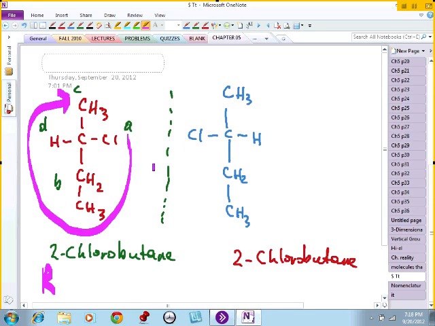Now, it's coming at you. Yeah, it's horizontal in the Fisher projection. Exactly. So therefore, the absolute configuration of this carbon is actually S. Okay, you follow that. So I would put S here. This is S.